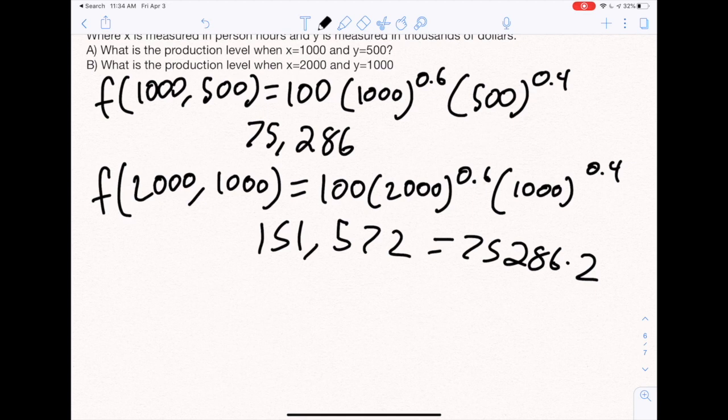So what this tells us is if we double the amount of person hours and the amount of capital we put in, we will double the production. Which makes sense. If I double the amount of employees and I sink even more investment into a company, then the amount of production will increase proportionally.